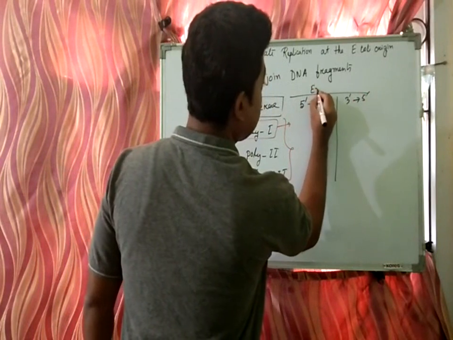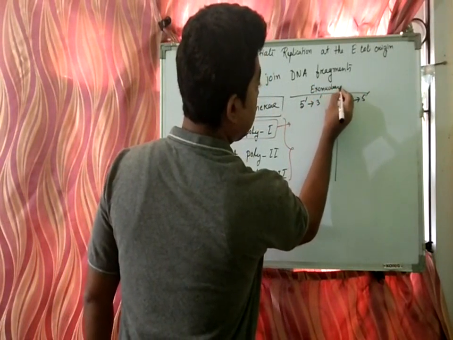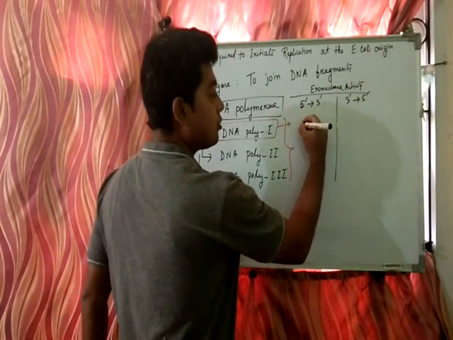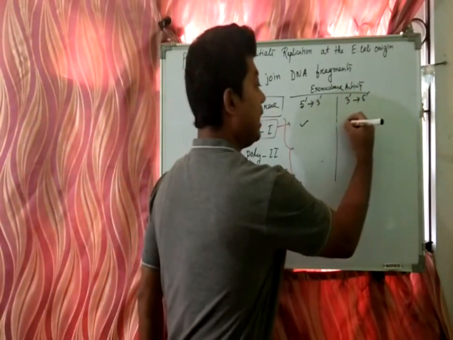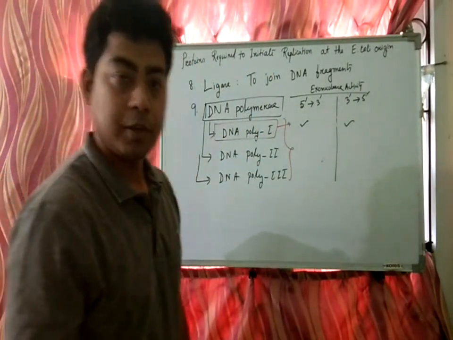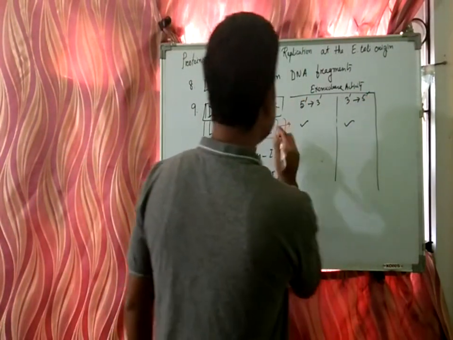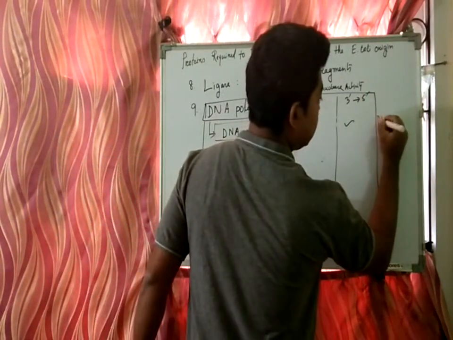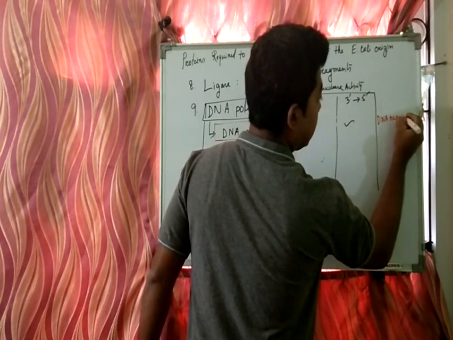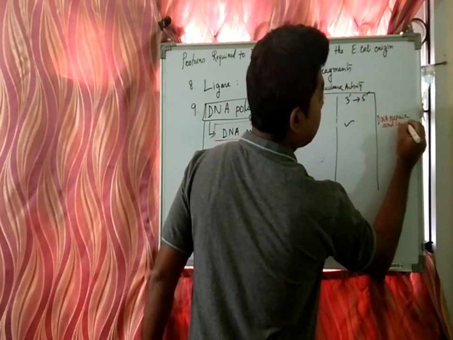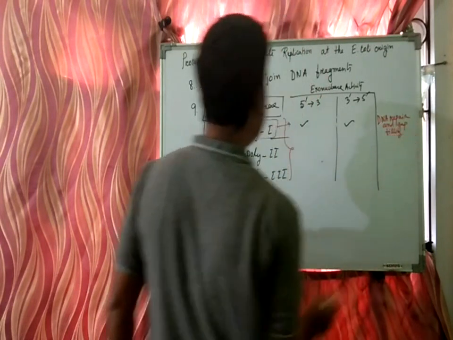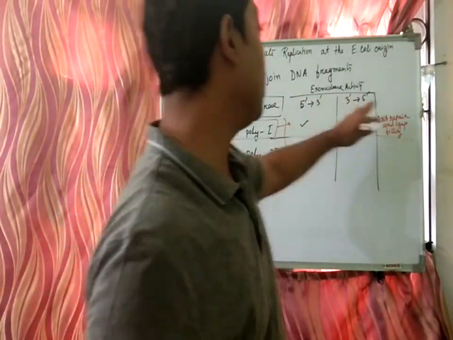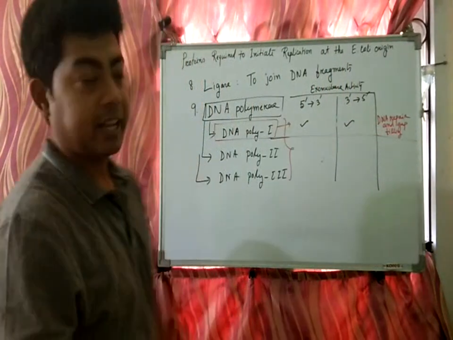What is this? This is exonuclease activity. This DNA polymerase has both 5 to 3 exonuclease activity and 3 to 5 exonuclease activity. Okay, and the main function of DNA polymerase 1 is DNA repair and gap filling. That is the main function of DNA polymerase 1, DNA repair and gap filling, and it has both 5 to 3 and 3 to 5 exonuclease activity.